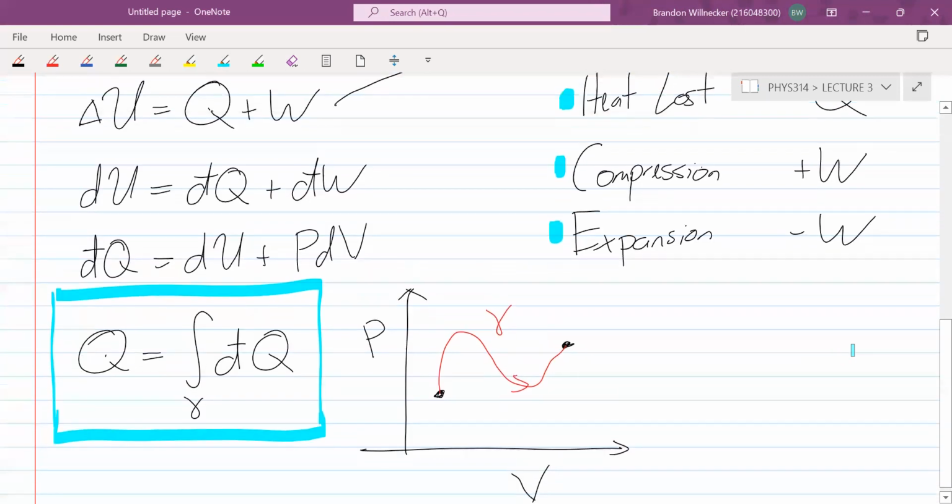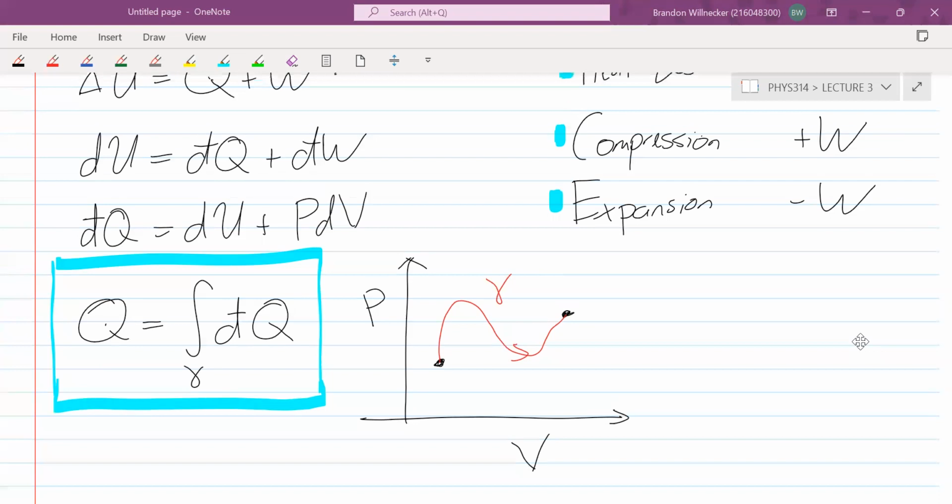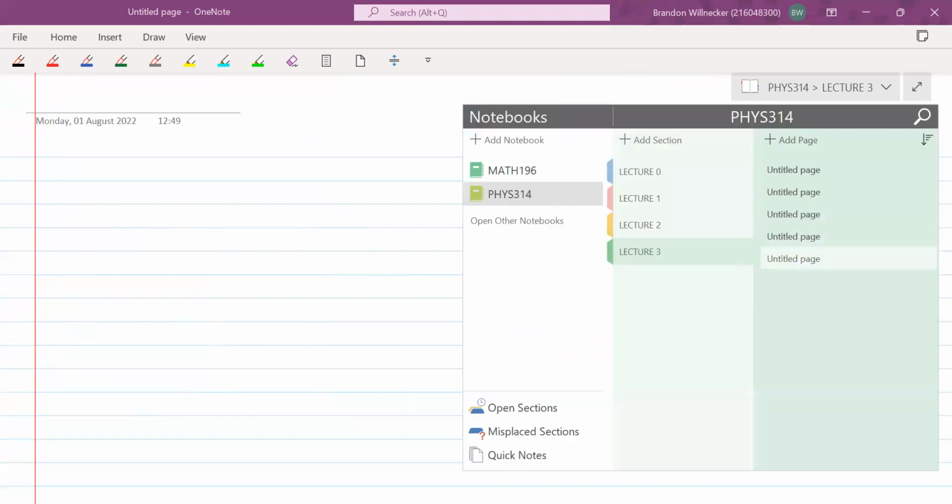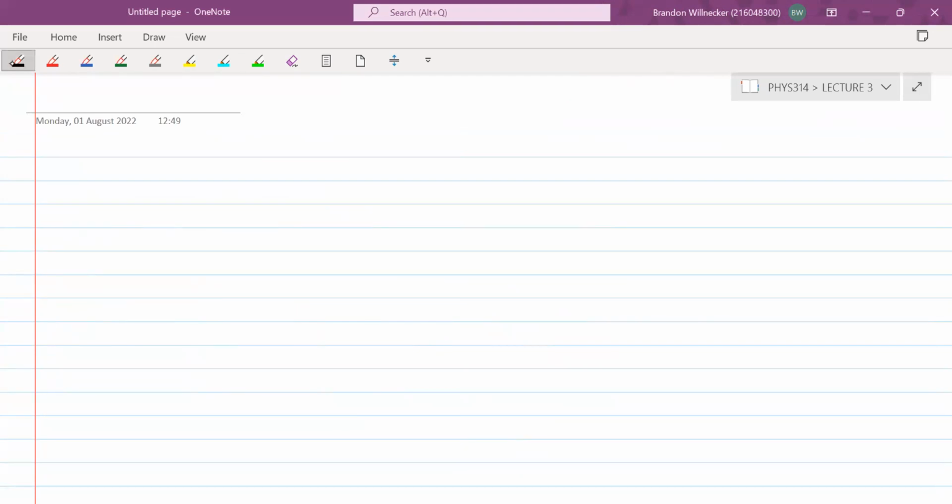Okay, so those are the equations that we're going to be working with. Now, just a little bit of extra stuff that we get along with this first law, and that is perpetual motion machines. So the first law of thermodynamics forbids a certain class of perpetual motion machines. Okay, and that's the first kind or the first class.